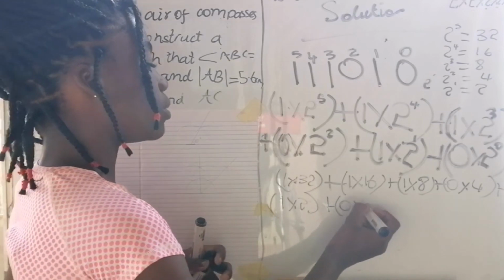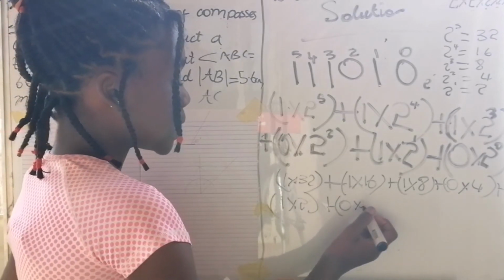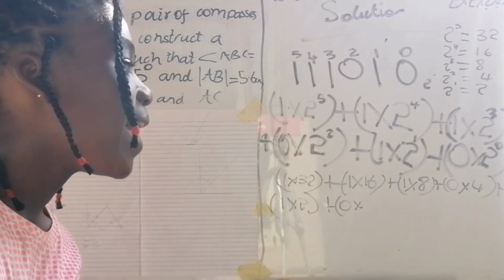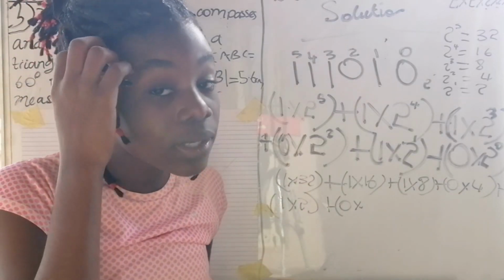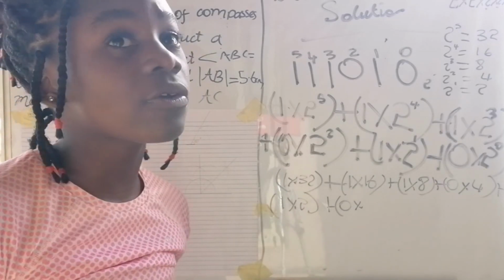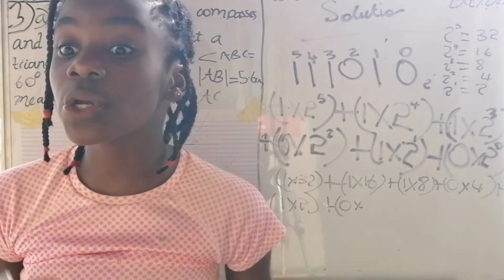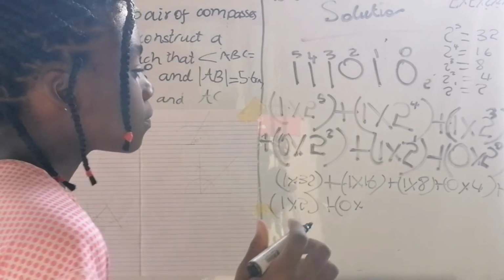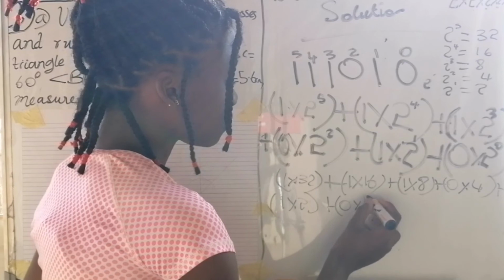2 raised to the power of 0 is 1. Surprised? Well, let me just tell you. Anything at all raised to the power of 0 is 1. Any number. Like 100 raised to the power of 0 is 1, 200 raised to the power of 0 is 1. So 0 times 1 is 0. Good.